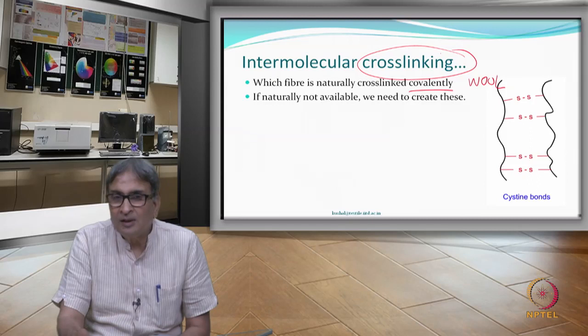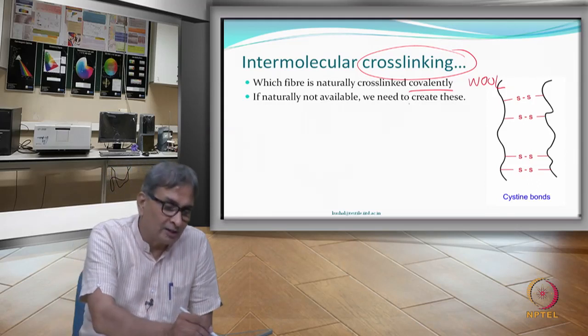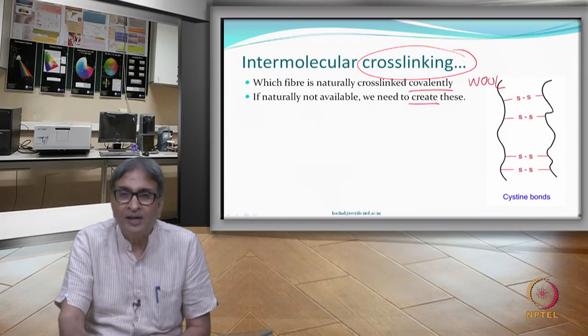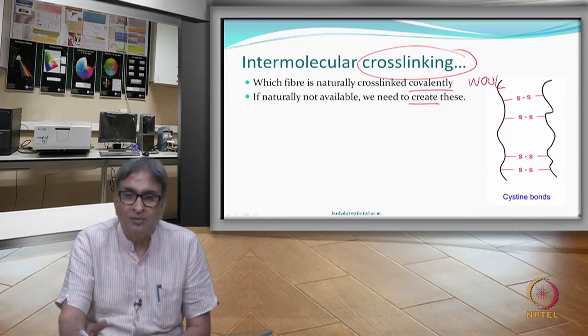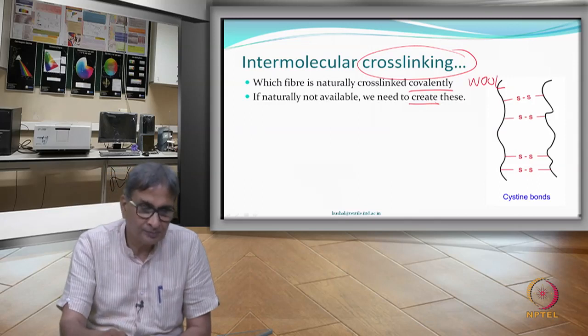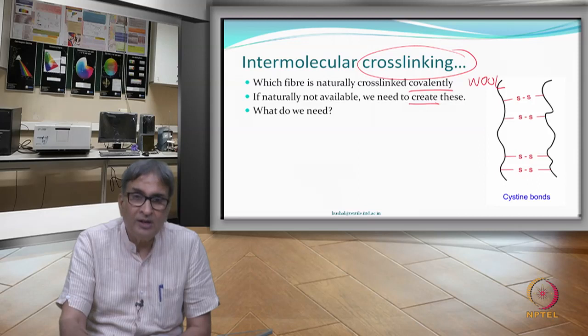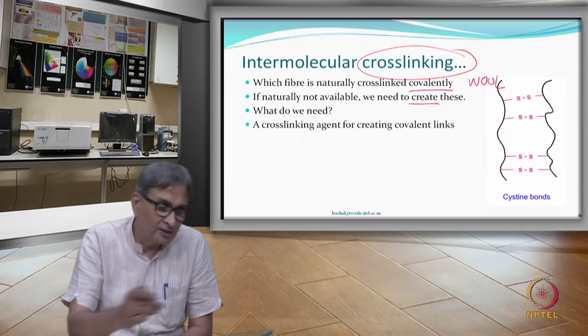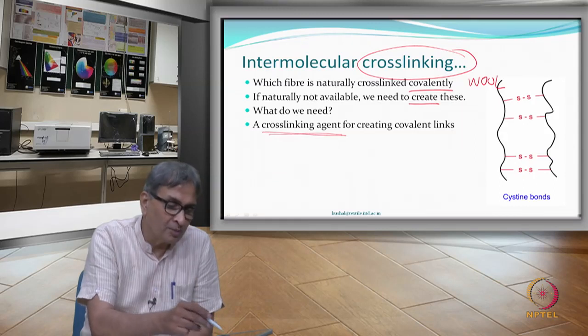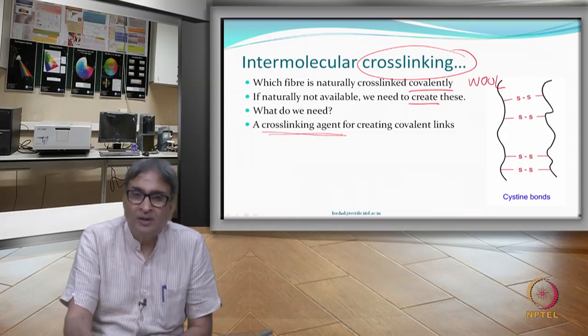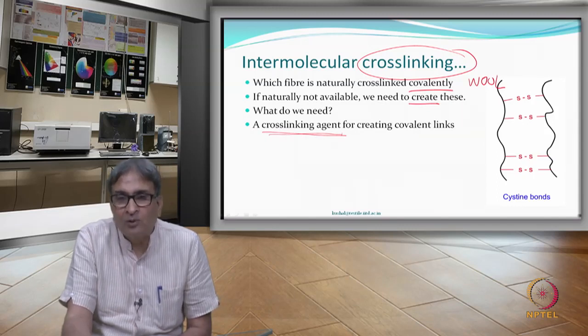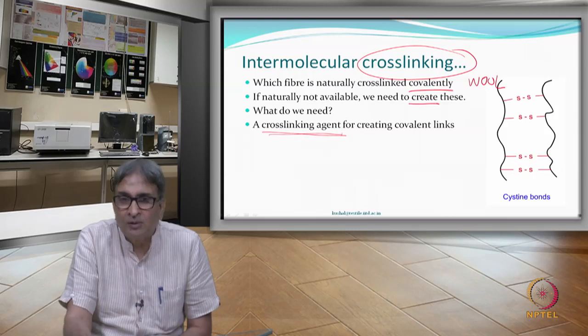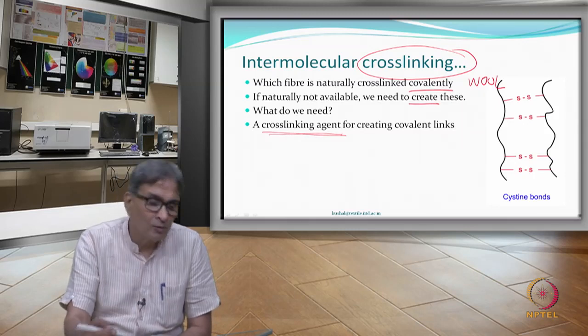If naturally these crosslinks are not available, then we have to create them. So, we have got a principle now. If we can create intermolecular crosslinks, then we would have an opportunity to see that the recovery is becoming better. Of course, resistance also will be increased, but we are more interested in recovery. So, what do we need? We need a cross-linking agent now. So, the chemistry of a compound also is equally important. There should be cross-linking agents which can react with the molecules of the fiber, whichever molecule we are interested in, to create covalent bonds.